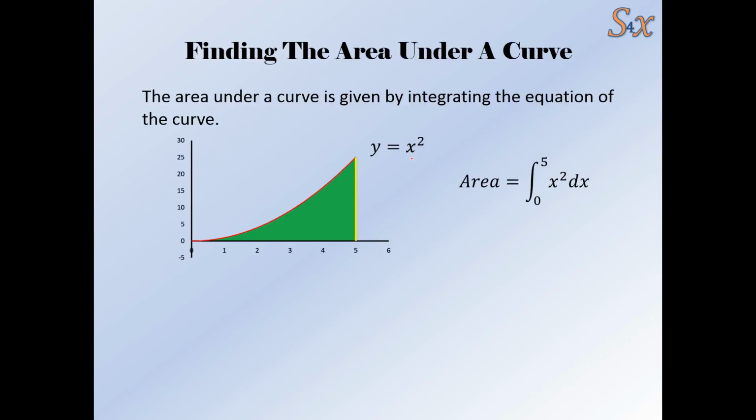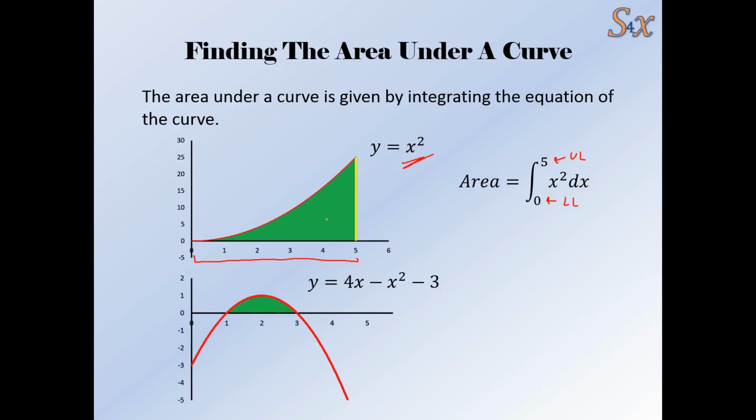We do the integration of the equation of the curve, which is x squared, and we put in the limits of where we want the area. We want the area between x is 0 up to x is 5. So that's where we get our lower limit of 0. This is our lower limit. And this is our upper limit. Okay, so if you work out that expression, and we'll do some examples of this, that will be equal to the area underneath that curve.